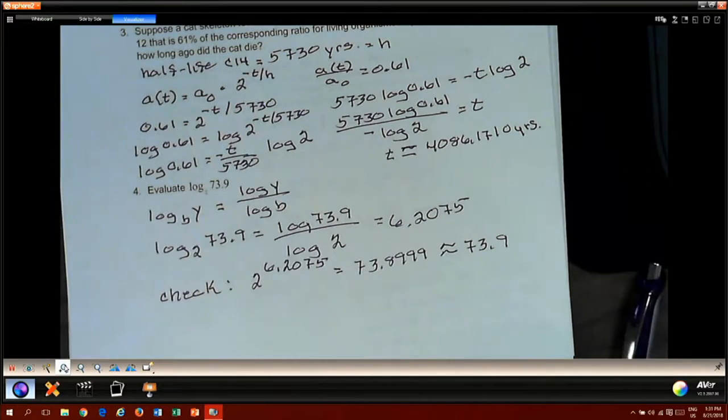Okay, that's it for working with the power rule for logarithms.